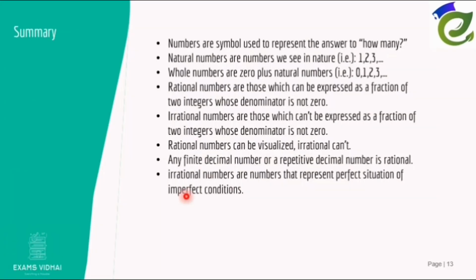Quick summary of what you have seen so far. Numbers are symbols used to represent the answer to how many. Natural numbers are numbers we see in nature: 1, 2, 3. Whole numbers are 0 plus natural numbers, and integers are negative numbers plus whole numbers. Rational numbers are those which can be expressed as a fraction of two integers whose denominator is not 0. Irrational numbers are just the opposite of it. Any finite decimal number or repeating decimal number is rational. Irrational numbers are numbers that represent a perfect situation of imperfect conditions, just like pi and the square root of 2.